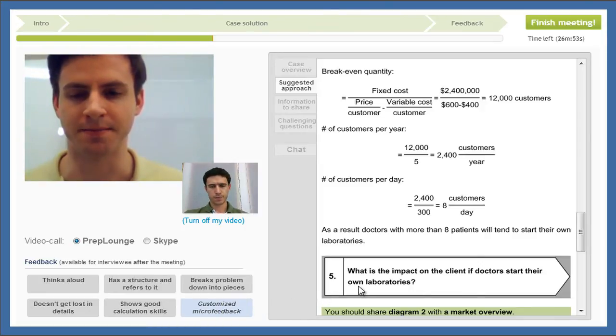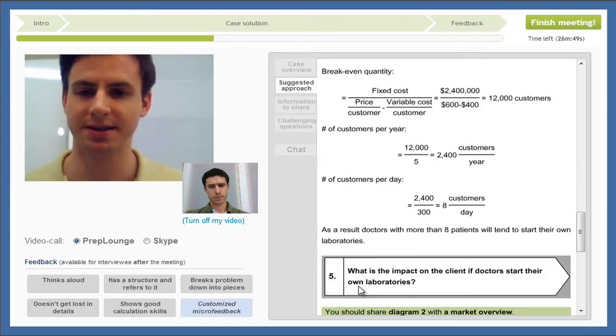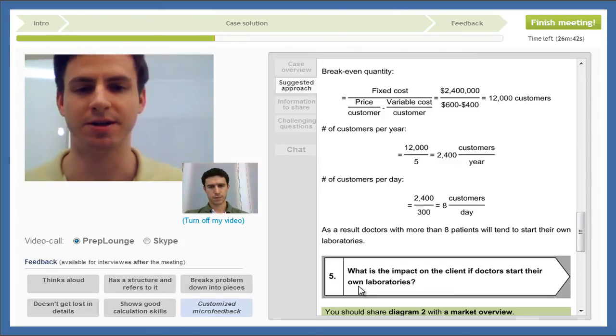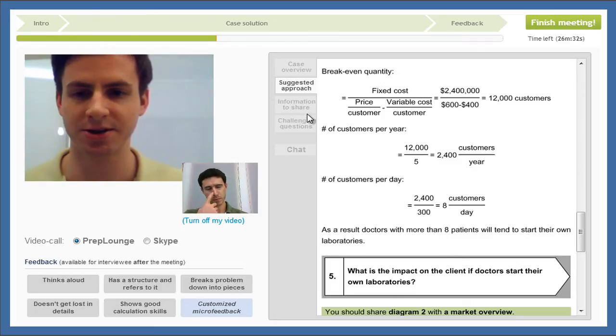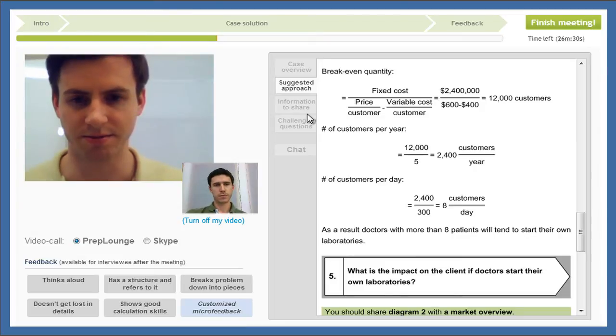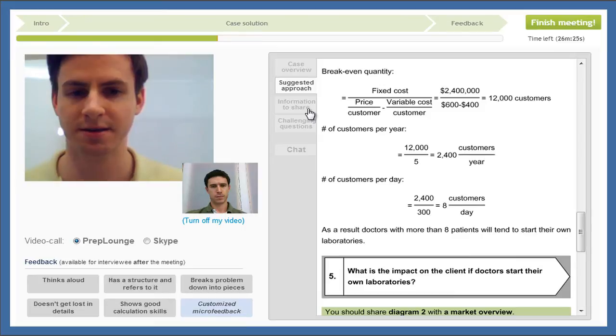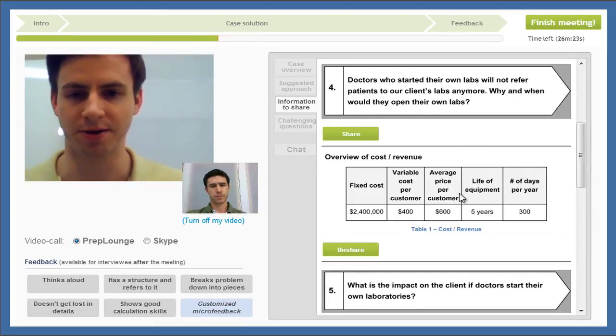And well, I mean, this should answer your question, but I think this is really useful information because it shows the threat to our client, especially doctors who can refer many patients. So doctors that are really dangerous for us are the ones who start their own labs. And to evaluate the danger, I would like to know the percentage of our customers that are referred by doctors, and how many of those are referred by doctors that refer more than 8 patients.